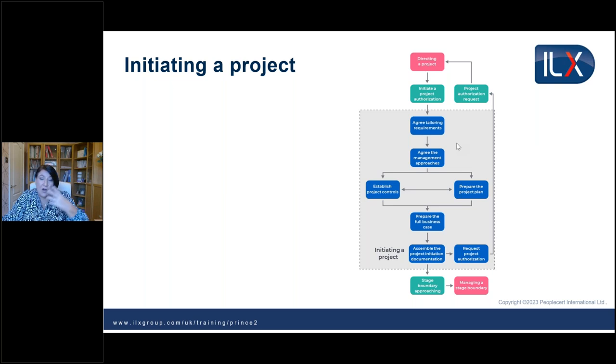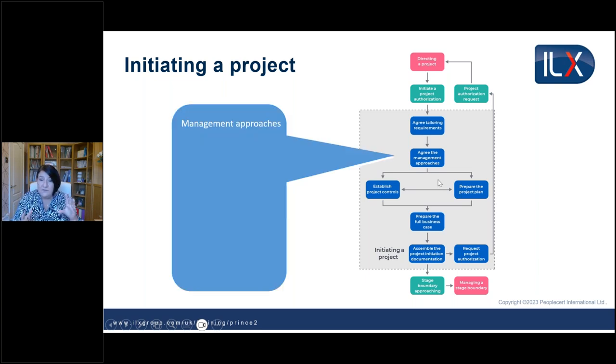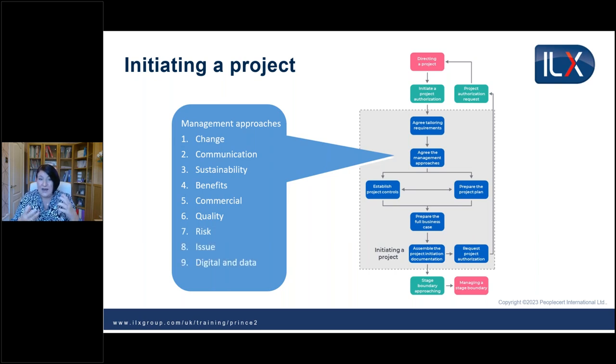The first one is about agreeing the tailoring requirements, but then agreeing the management approaches. Now, we have a number of different management approaches. We have 9 altogether, and these are just describing procedures. So the first management approach there is the change management approach. So thinking about, well, what is the current state in the organisation regarding policies, practices, ways of working? And what's the target state that we're wanting to take the organisation to? And how is that transition going to work?